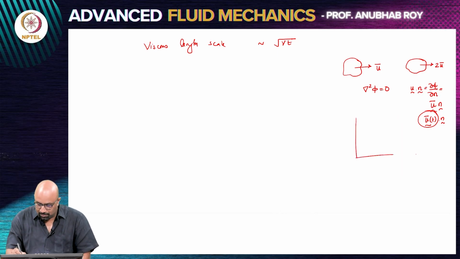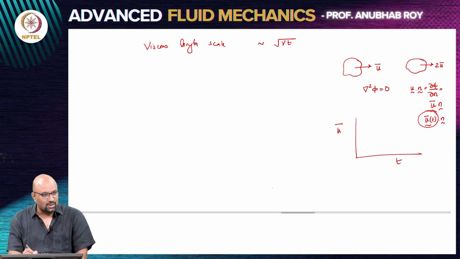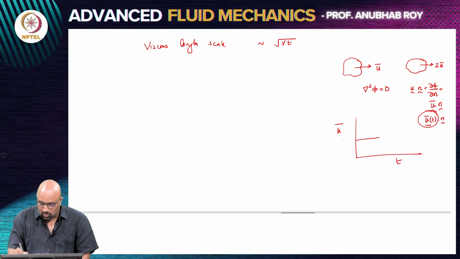So if I were to plot u bar as a function of t, let's say this is the velocity of the object as a function of time. Let's say initially it was moving with 1 meter per second.